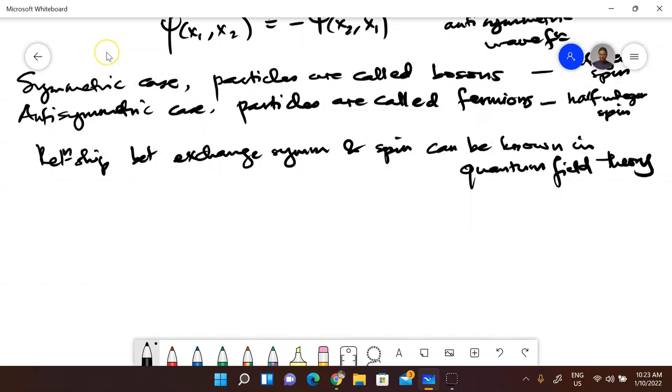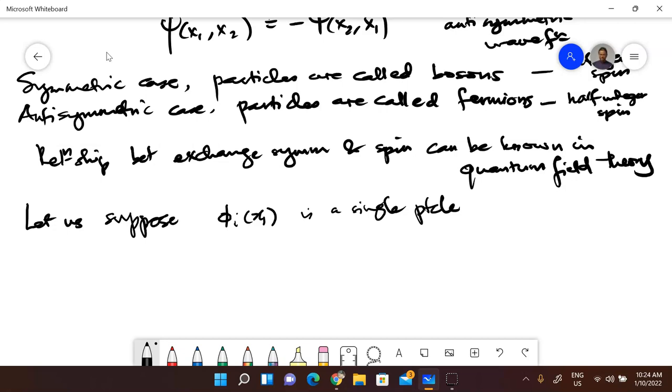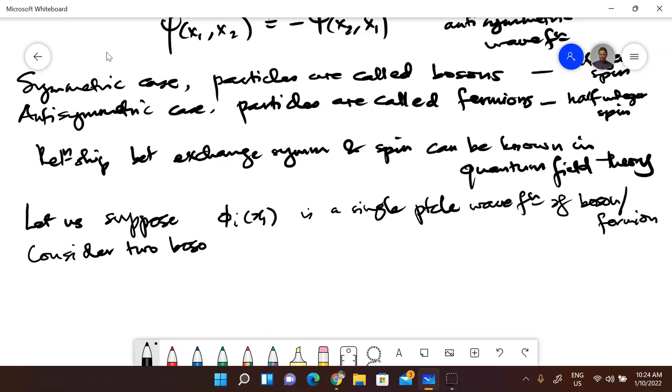Well, let's suppose phi I of x1 is a single particle wave function for either the boson or the fermion. So we're going to do both. So consider two bosons then. One could actually build up a two boson wave function from the single boson wave function in this particular way.